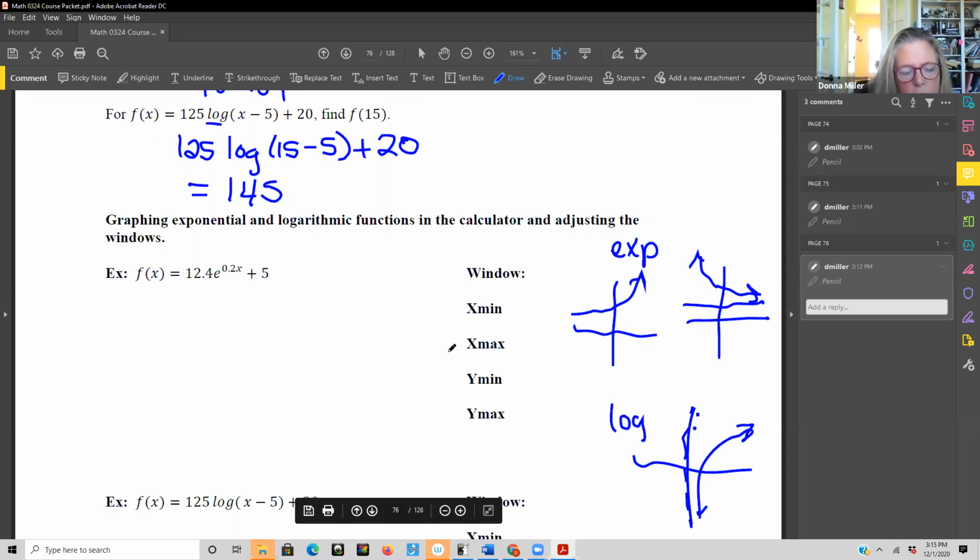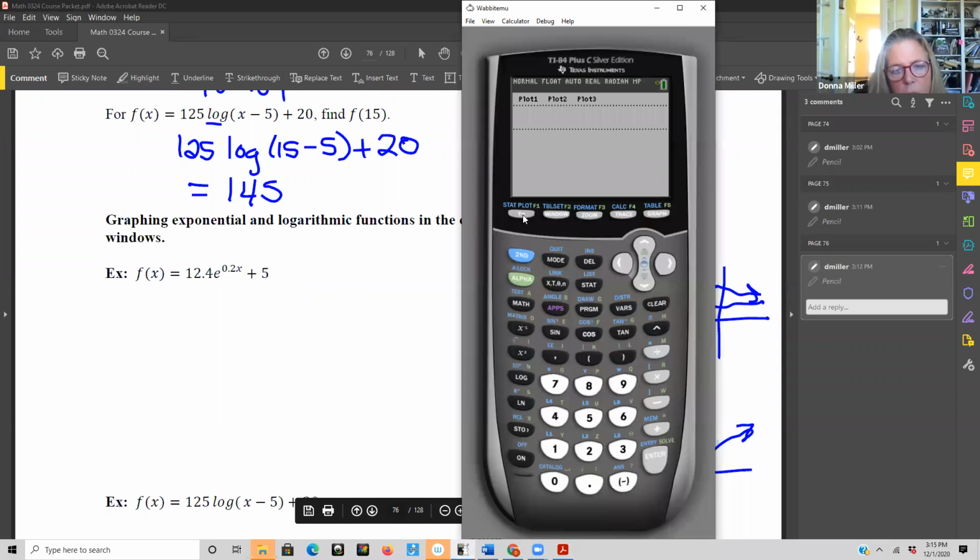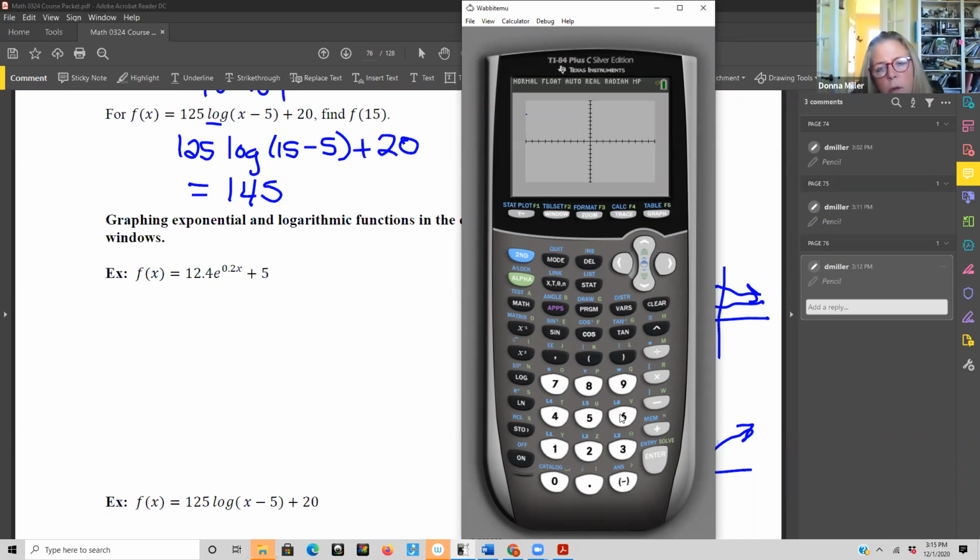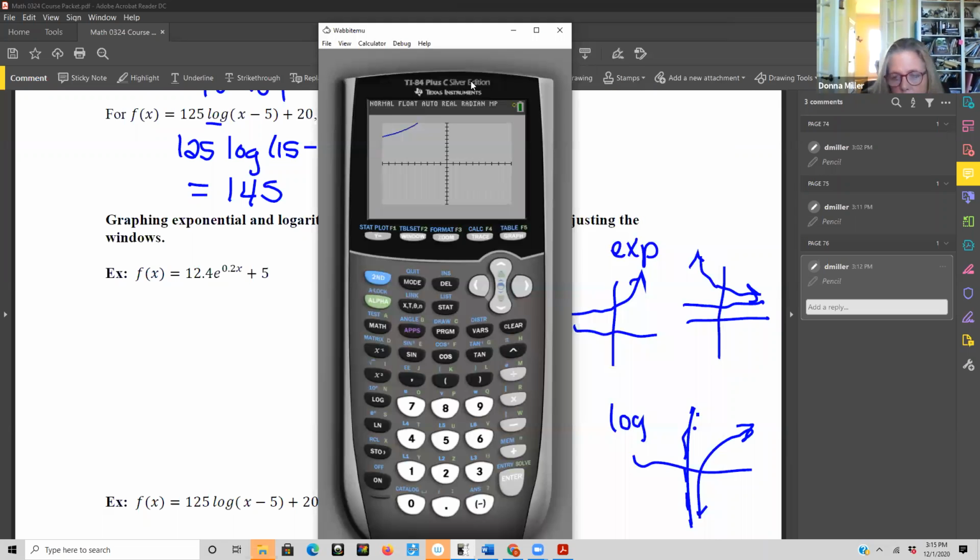So I'm going to type this function in my calculator in the y equals button and graph it. All right, so this is 12.4 e to the 0.2x plus 5. Let's go downstairs. All right, so if I just use a regular window, this doesn't look too good. I know what it should look like. It should look something like this. It's going up. So I don't have a good window.